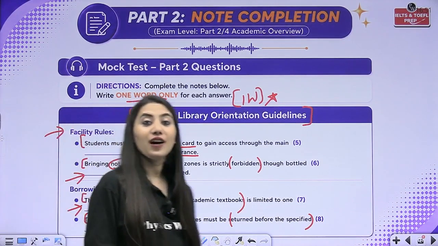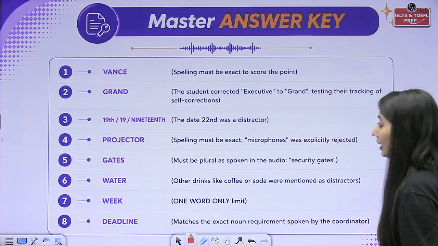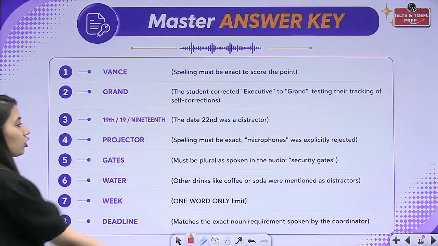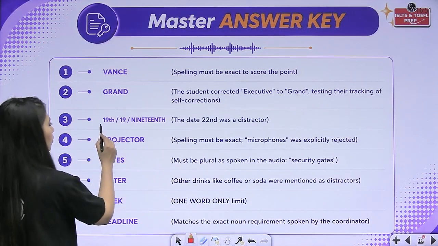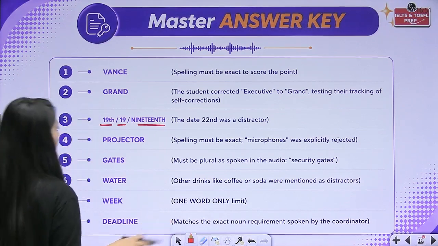Yes, guys. So we are done. I hope you marked all the correct answers for it. Let's quickly check the correct answers, by the way. So yeah, these are your correct answers. You can go through with these. You can even write like this: 19, 19 or 19th. All of them are going to be correct.